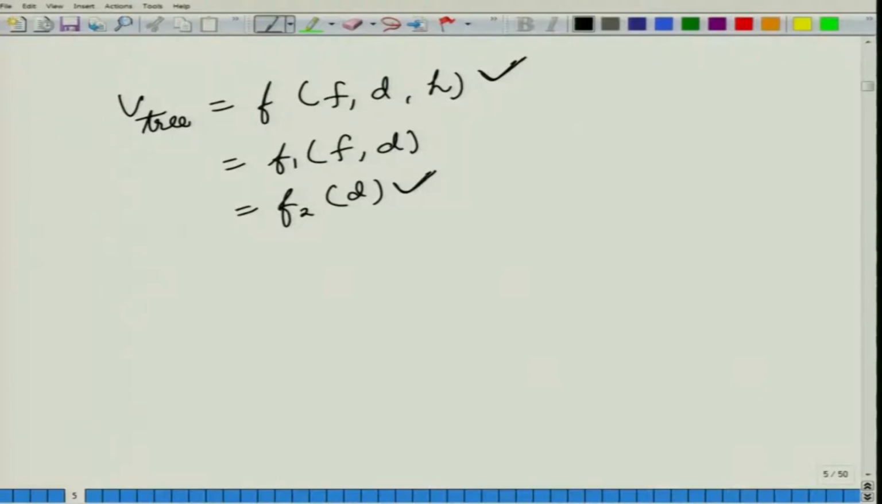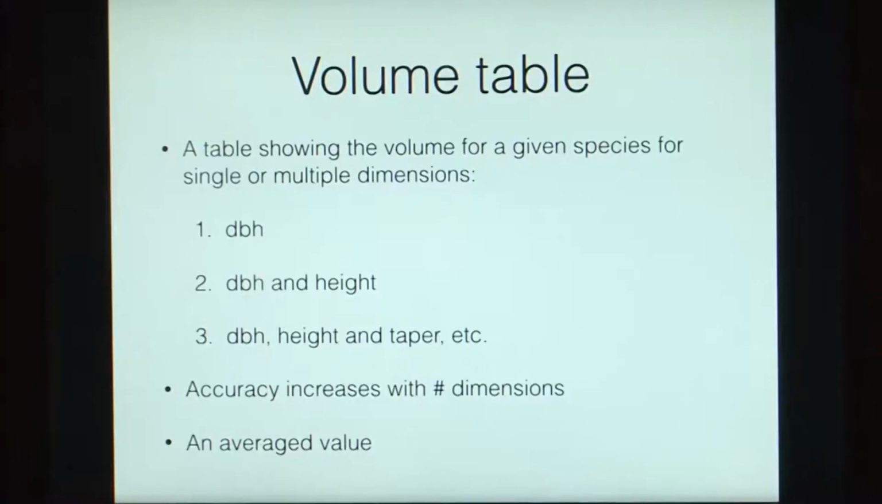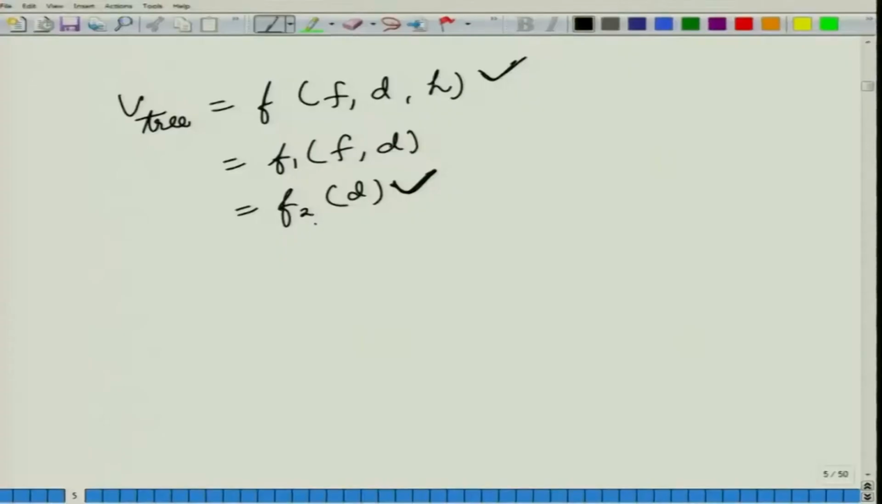So, depending on what we want to do with our trees, we might be good with a less accurate equation as well. Now, coming back to the slides, it says that the volume table can give you the volume in terms of just the diameter at breast height. Coming to the tablet, this would be the equation. It is giving you the volume of the tree just as a function of the diameter.